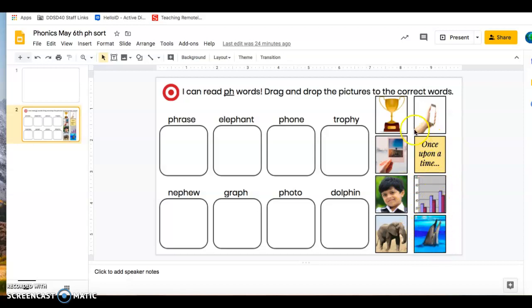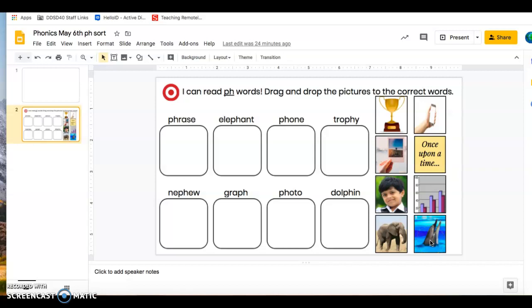So my turn, your turn. Trophy, photo, nephew, elephant, phone, phrase, graph, dolphin.